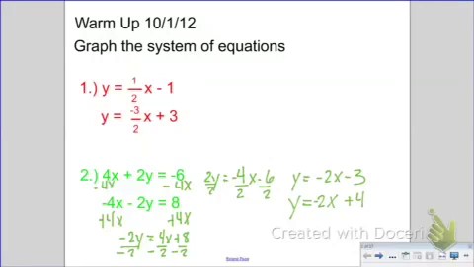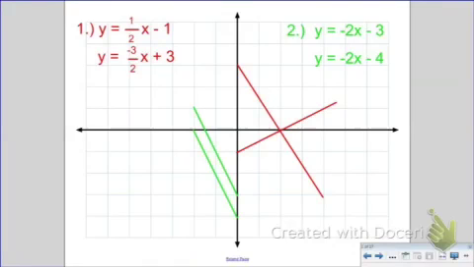Alright, let's take a look at these graphs. So you notice that when I graph the red lines, it starts at negative 1, and then it goes up 1, over 2. The other equation starts at positive 3, and it goes down 3 over 2. Notice that that is actually the solution right there. That big dot that I'm making, that spot at 2, 0, that's the answer.